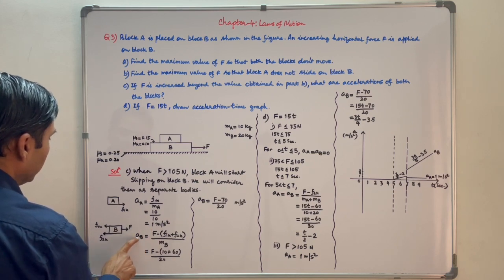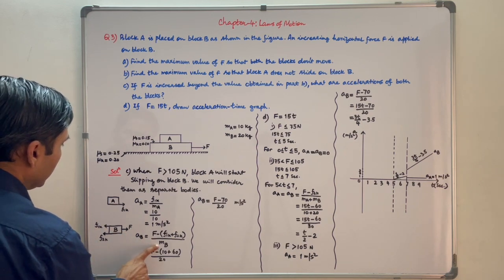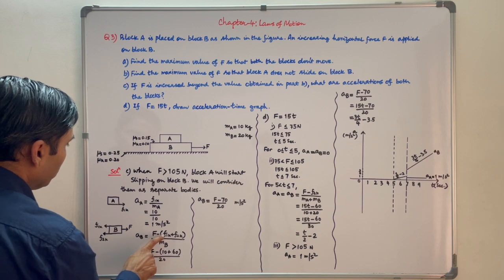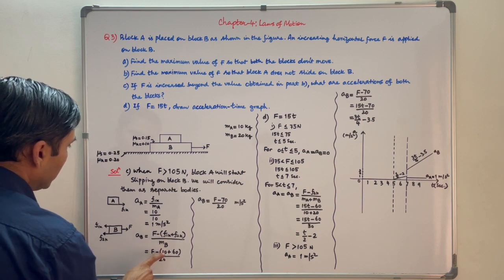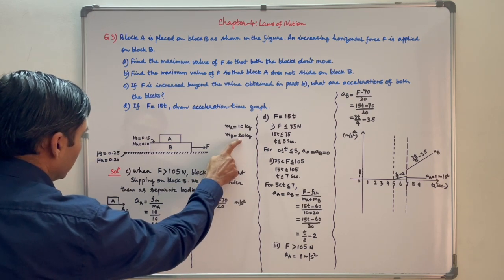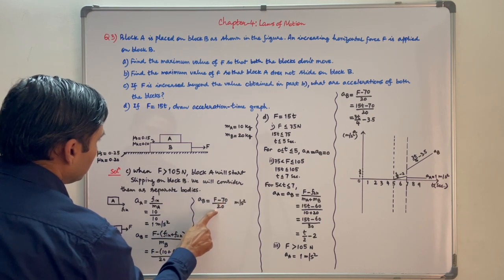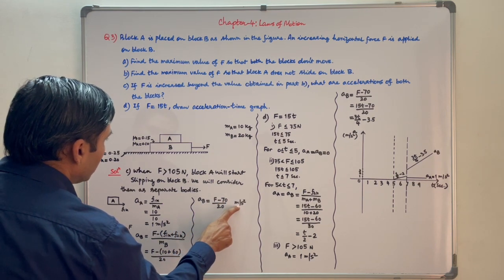Acceleration of block B is equal to (F - F1k - F2k) upon mB. That is, F minus F1k, which we have calculated as 10 Newton, and F2k, which we have calculated as 60 Newton, upon mB, which is 20 kg. So aB will be given by the formula (F - 70) / 20 meter per second square.